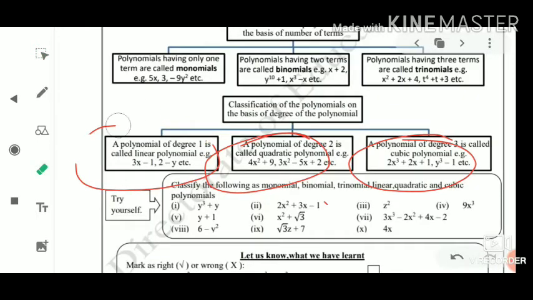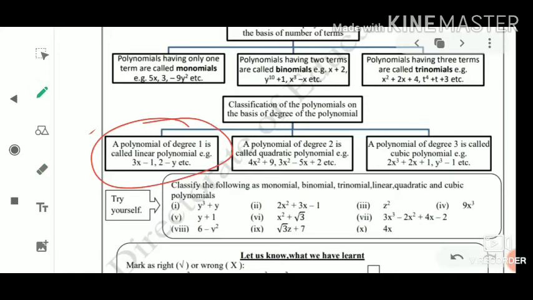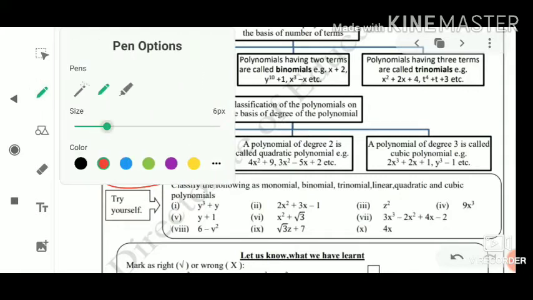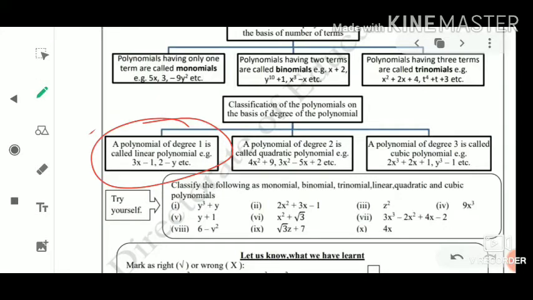Here we can see the different degrees. When we have a single degree, it's called a linear polynomial. Let me color it with a different color. Let's suppose we have ax plus 1. Here we can say there is no degree on the algebraic expression on x, so it is called a linear polynomial.